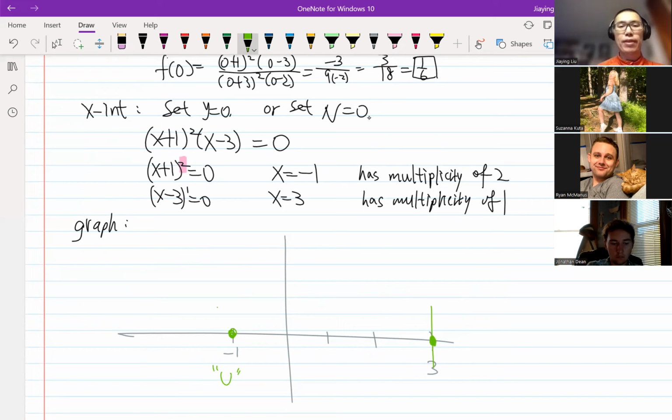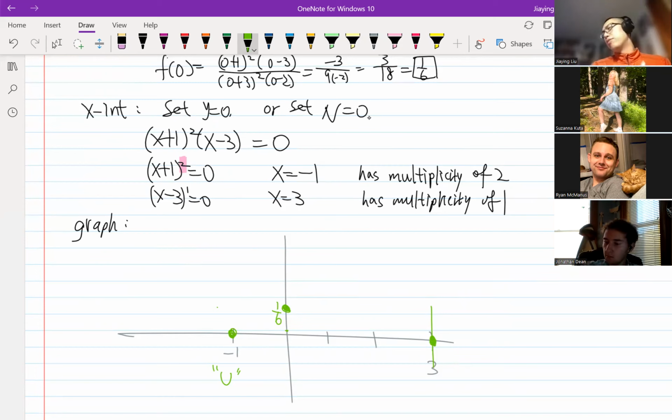Okay. So that's the x-intercept, and the y-intercept, like I said, is 1/6. I'm just going to say, okay, this is 1/6. It doesn't have to be to scale. 1/6 is positive, and I don't care about any other points on the y-axis. This is the only point I have, so I can say this much is 1/6.